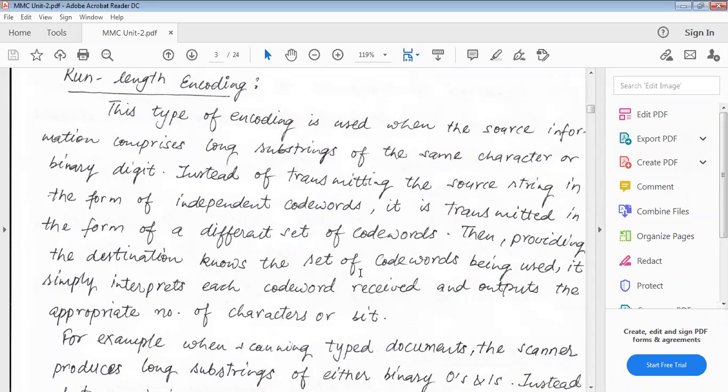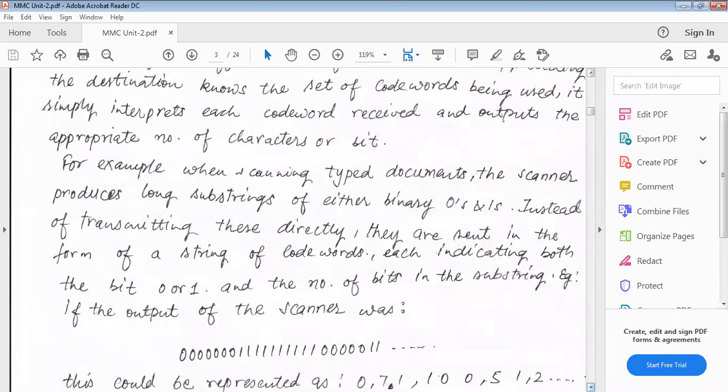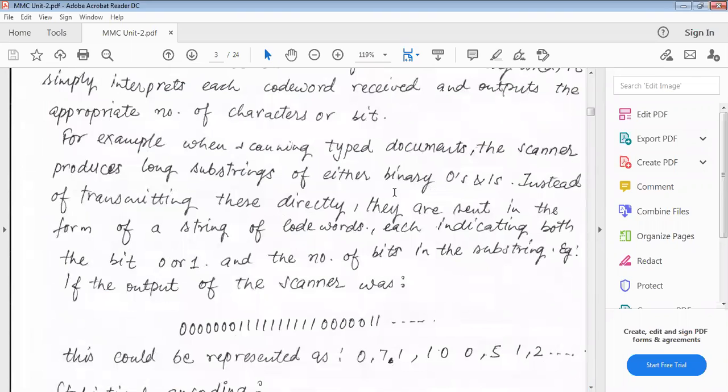So how will it be transmitted? We have one example. When scanning a particular document, the scanner will produce long substrings of either binary zeros and ones. You know this from module 2, scanning the document. Scanning takes place from top to bottom and from left to right. Each line will be scanned and digitized. Digitizing is nothing but conversion of the textual information into binary digits like zeros and ones.